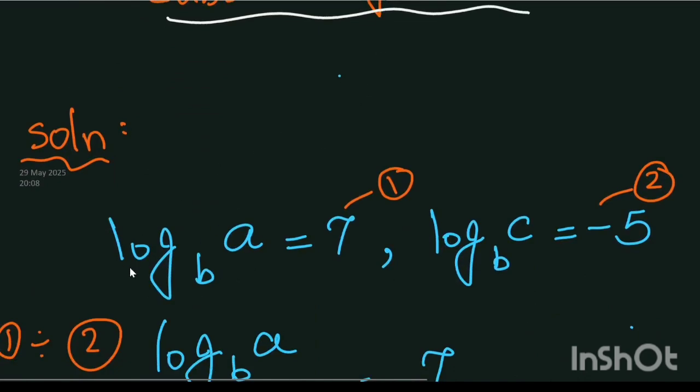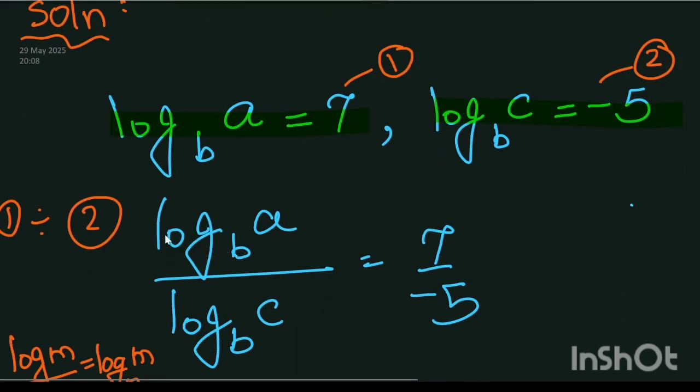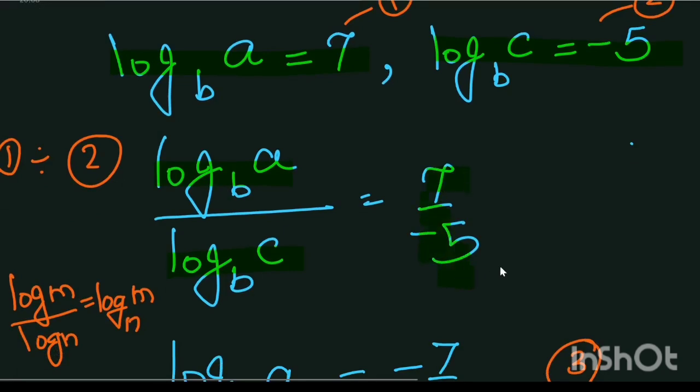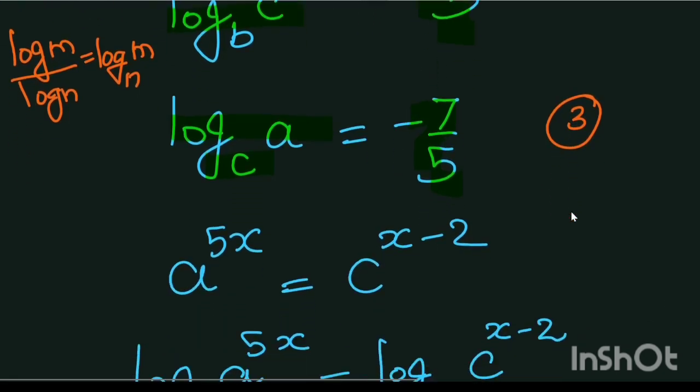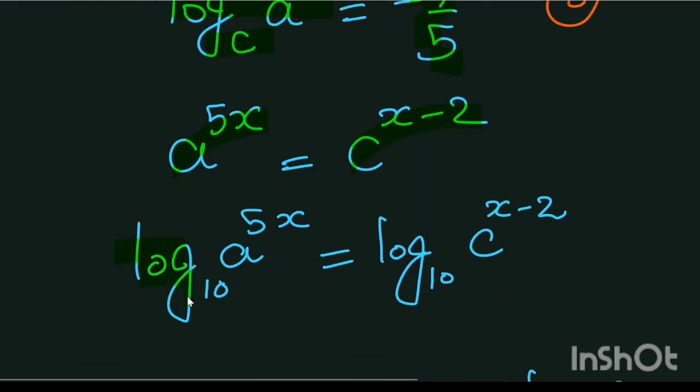Let's say this is the first equation, this is the second. Dividing 1 by 2, log a by log c becomes 7 by minus 5. Using the property, it becomes log a base c equals minus 7 by 5, let's say this is equation 3. Now taking the next equation, which is a to the power 5x equals c to the power x minus 2, as suggested in the hint, you will take log both sides. If you are taking log both sides, any base can be taken, it should be the same obviously. By default we can take 10 or any other base.